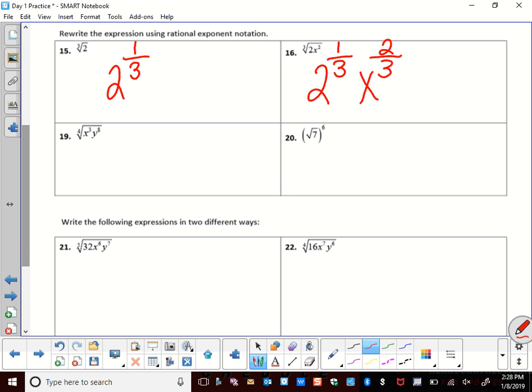That's the biggest and most common mistake, that we don't separate our numbers from our variables. If you don't separate, then your answer is wrong. So be careful. On number 18, I have x, my power is 3, my root is 4. Then I have y, my power is 8, my root is 4.